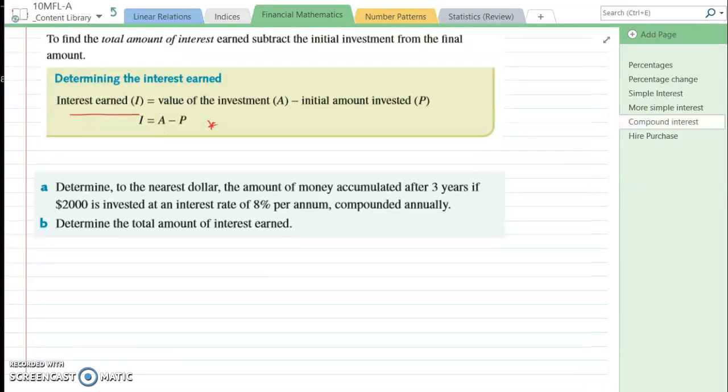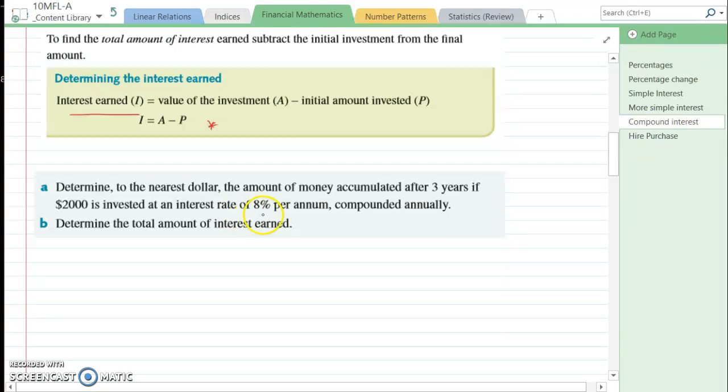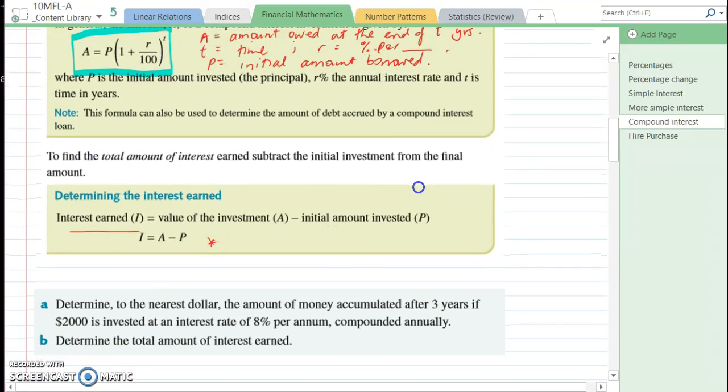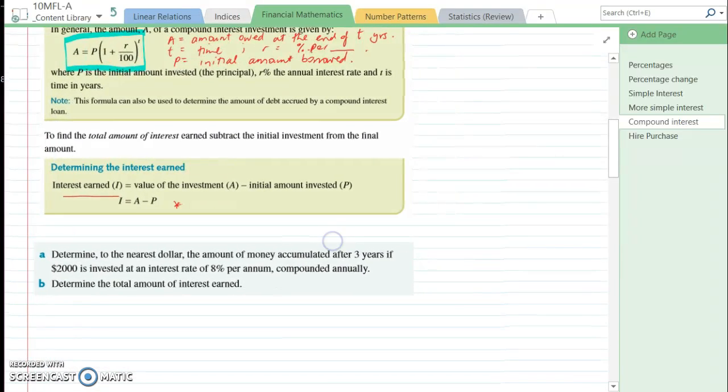Now let's do this worked example here. Determine to the nearest dollar the amount of money accumulated after 3 years if $2,000 is invested at an interest rate of 8% per annum compounded annually. Determine the amount of interest earned. Well, write down that formula. I'm going to zoom out so I can copy it. So my formula is A equals P bracket 1 plus R over 100 to the power of T.